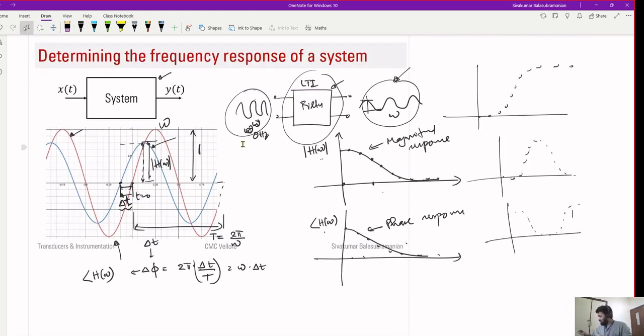All right. So you will do experiments like this in the lab to find out the frequency responses experimentally for the different filters or systems that you build. All right. That's all I wanted to say for module 2 of the course on basic instrumentation.